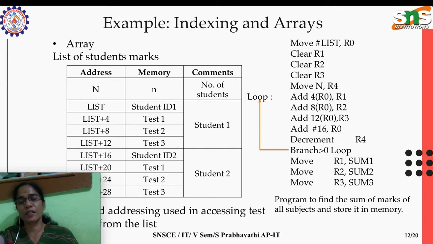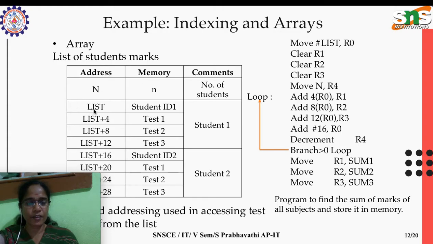Don't worry about this program, it's a very simple program written in assembly language. Let me explain each and every line one by one, so please pay more attention to this program. For the very first line, move hash list. Hash list means its content is moved to R0. What's that hash list? This one.